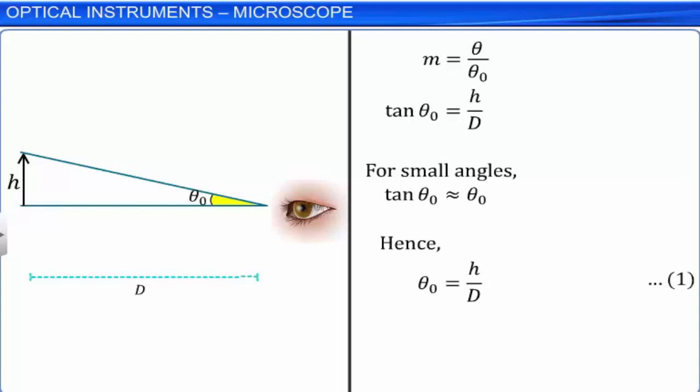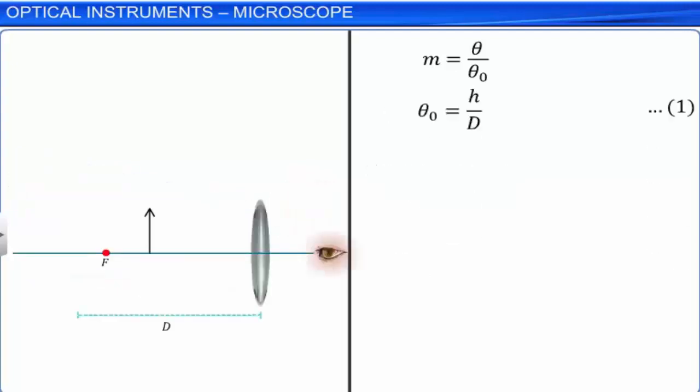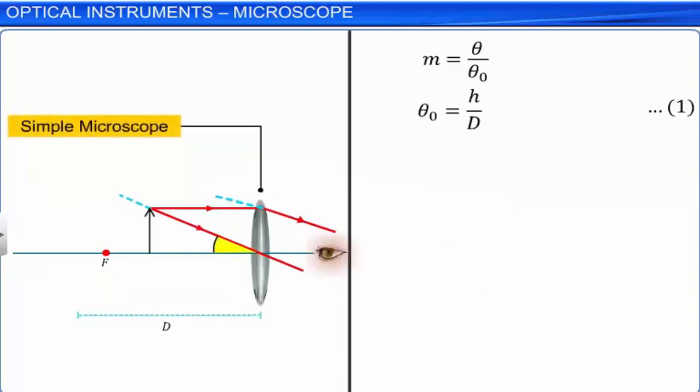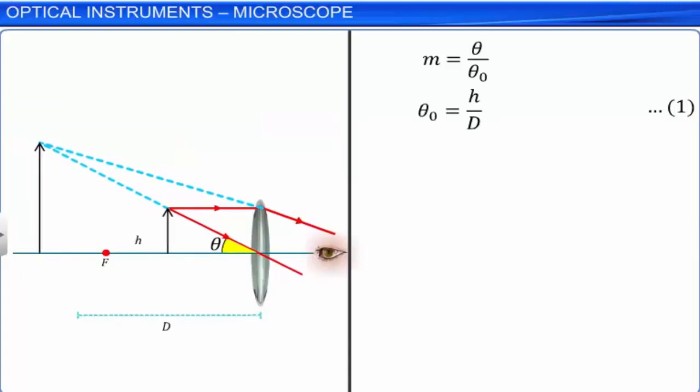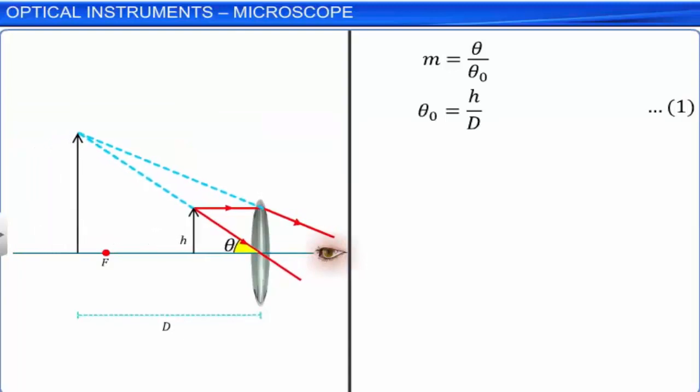When the object is viewed through a simple microscope, the angle subtended by the image is the maximum when it is formed at the near point, and minimum when it is formed at infinity.